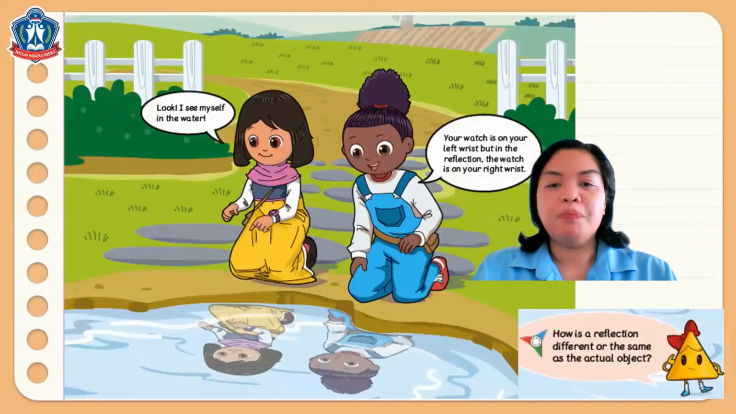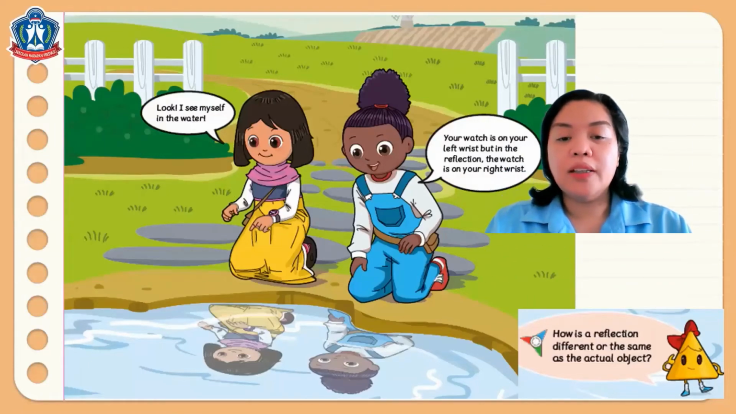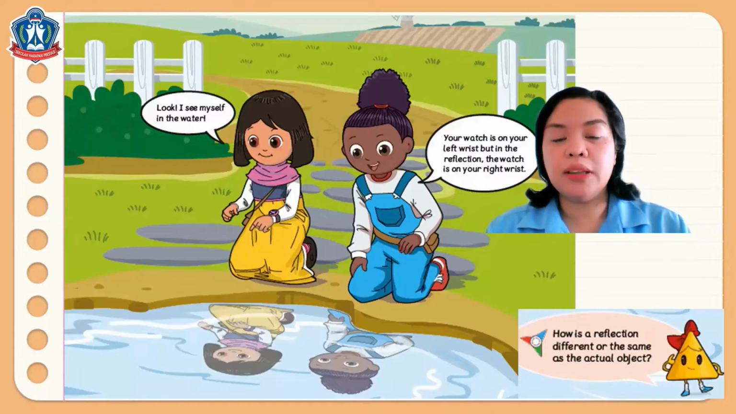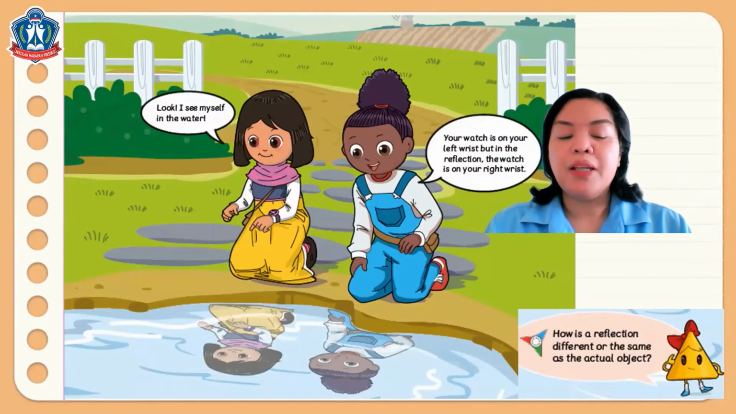Okay, let's start. Look at these two children. They are in a pond. And look at what they are doing. They are looking at their reflection in the water. If we are facing a mirror or water or a swimming pool, usually we can see our reflection, right? So how is a reflection different or the same as the actual object? What have you observed, children, when you look in front of a mirror? You can share your answer or whatever your observation during our class.